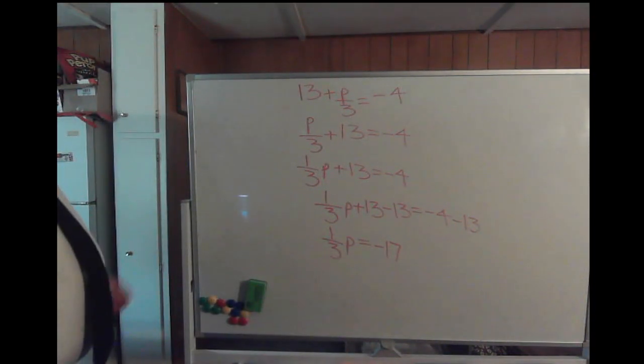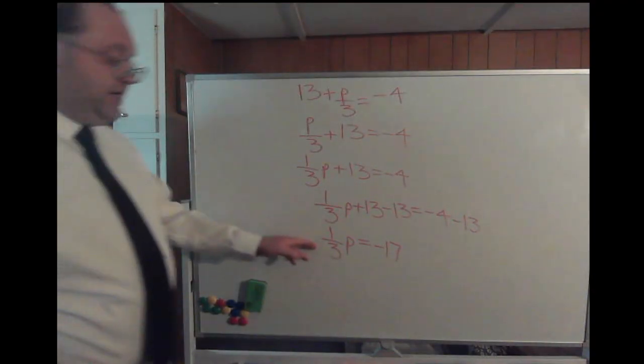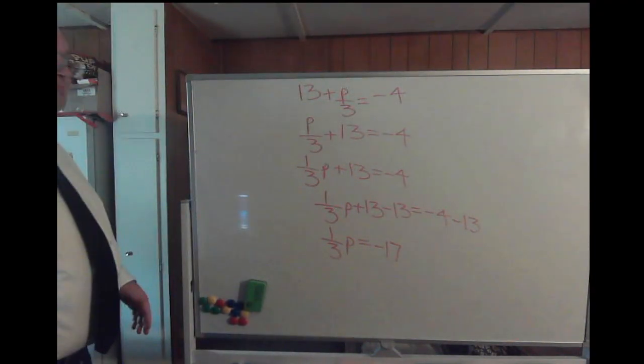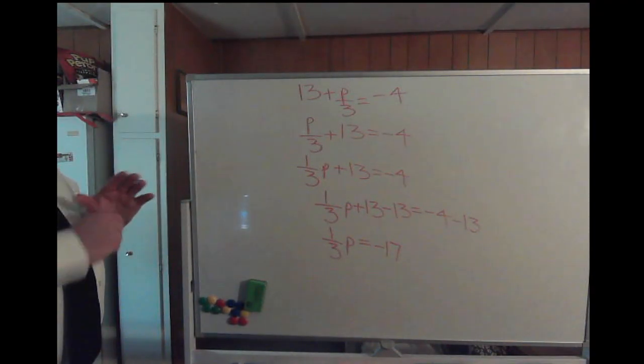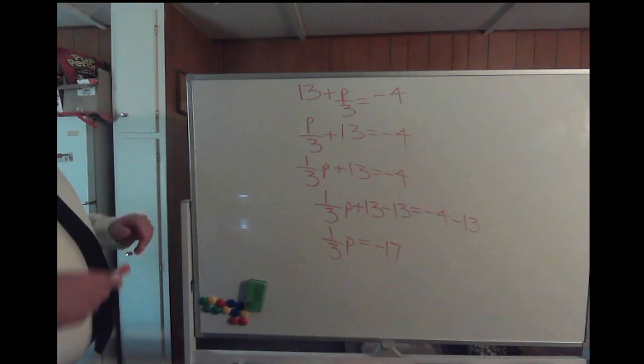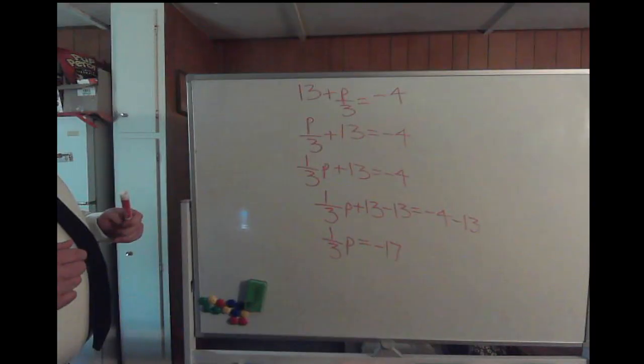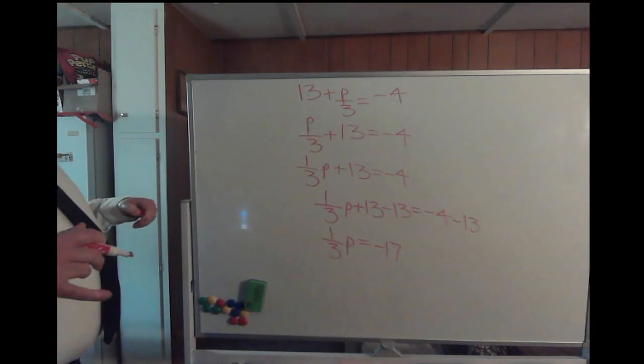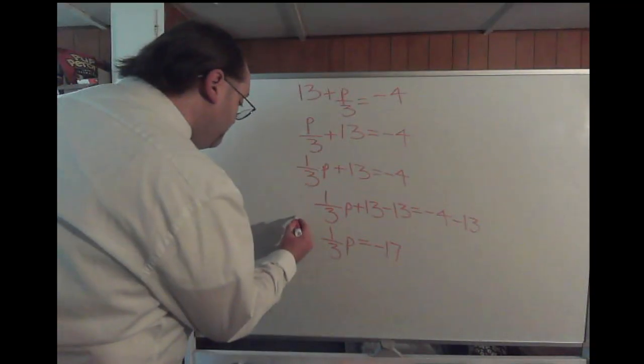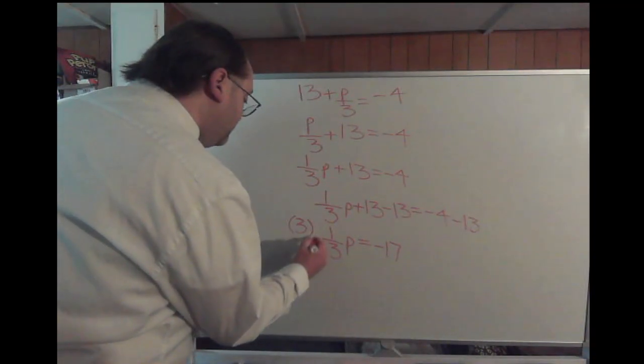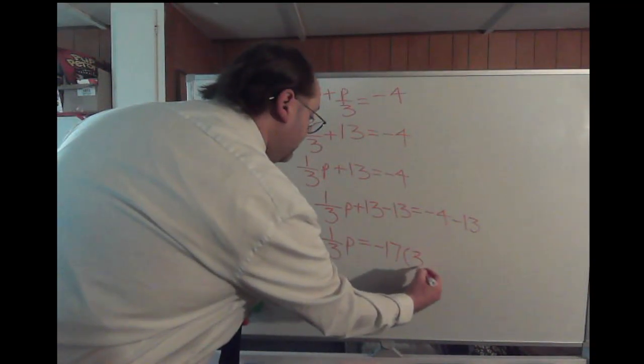Okay? So we have 1/3 p equals negative 17. But we want to get p by itself. Well, let's multiply by 1/3. What we need to do is multiply the 1/3 by the reciprocal to get p by itself. The reciprocal of 1/3 is 3. So you multiply both sides by 3.